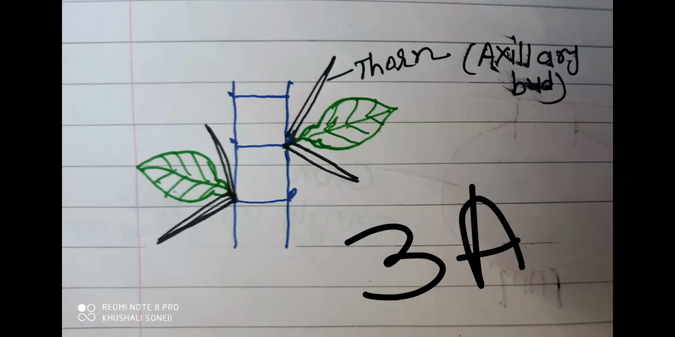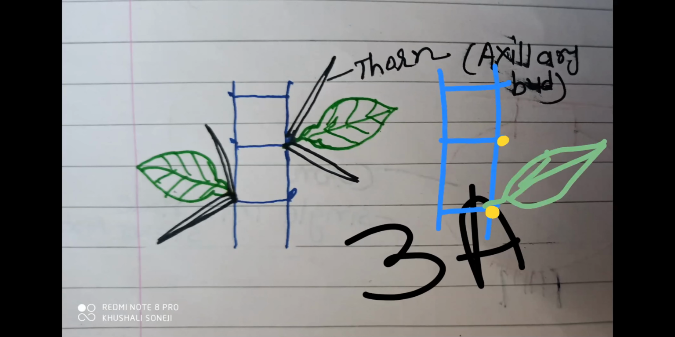Now next modification, that is thorn. See, first, what we did, stem tendril, in that axillary bud gets modified into tendril because it requires climbing. Now over here, same thing, the stem axis, on that nodes, internodes are there, buds are present, axillary buds are there. Next, here leaves are present.